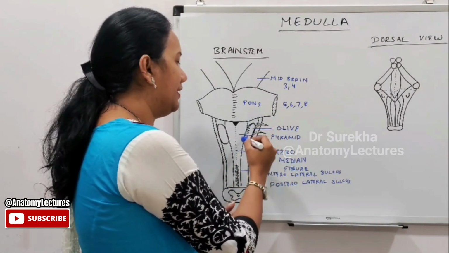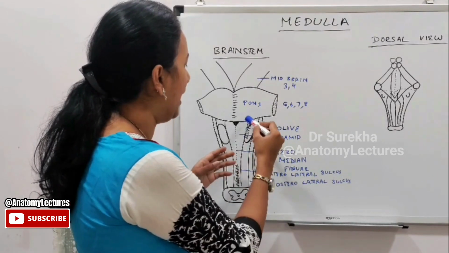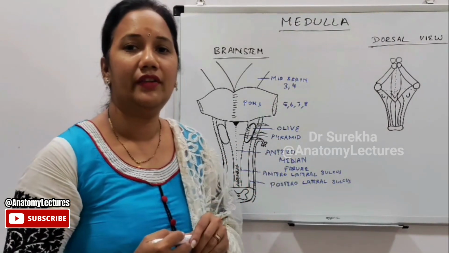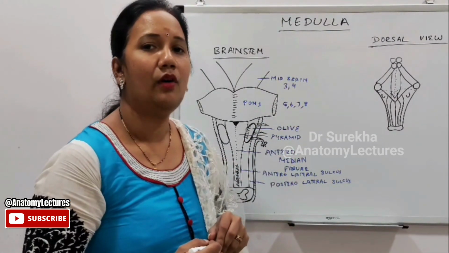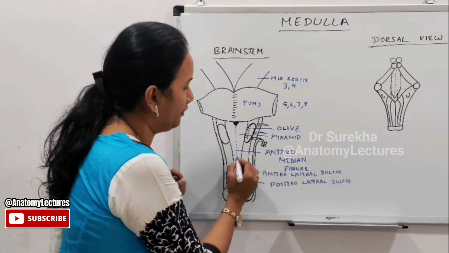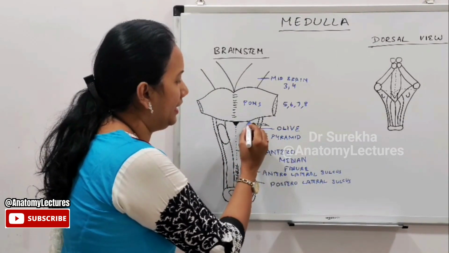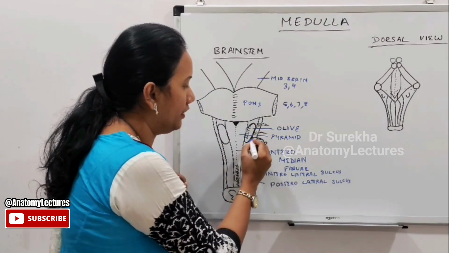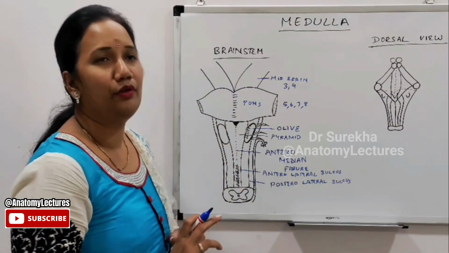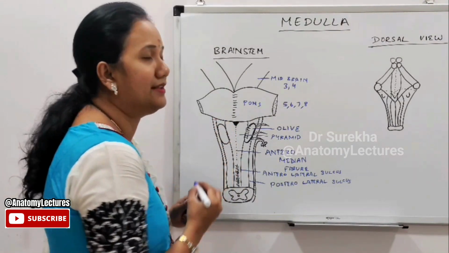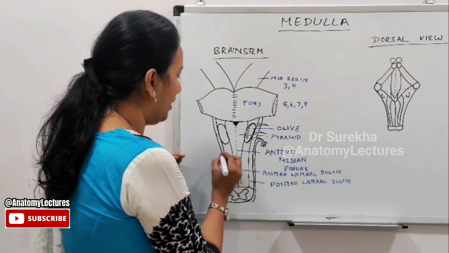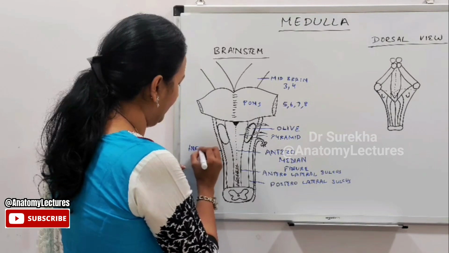The olive, this oval swelling between the anterolateral sulcus and the posterolateral sulcus, overlies the olivary nucleus. That is why it is given the name olive. From medial to lateral, you have the anteromedian fissure, then the pyramid, then the anterolateral sulcus, then the olive, then the posterolateral sulcus, and even lateral to the posterolateral sulcus, this part is the bundle of nerve fibers which connects the medulla with the cerebellum. That is called the inferior cerebellar peduncle.